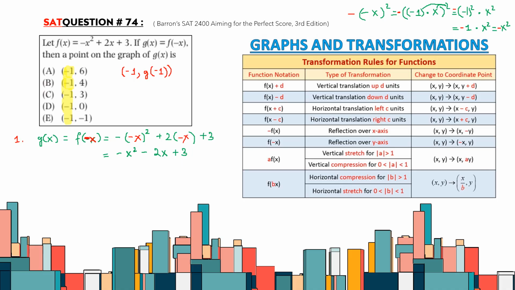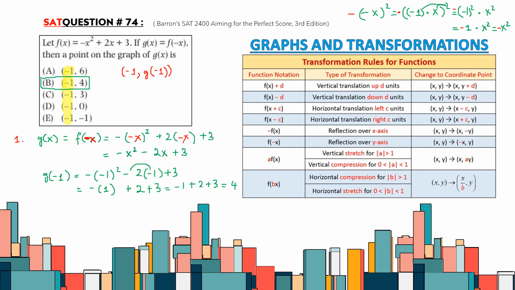Now our job is just finding g of -1. Then we have minus of -1 all squared, minus 2 times -1, plus 3. Be careful with the signs. -1 squared is 1, but we have the negative in the front, so -1. Then we have -2 times -1, that is plus 2, plus 3. So this is -1 plus 2 plus 3. -1 plus 2 is 1, plus 3 is 4. So B is the right answer.